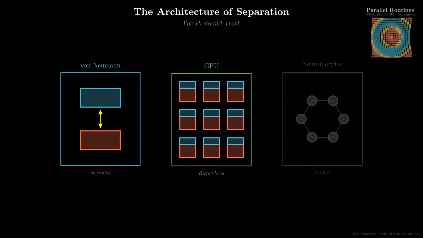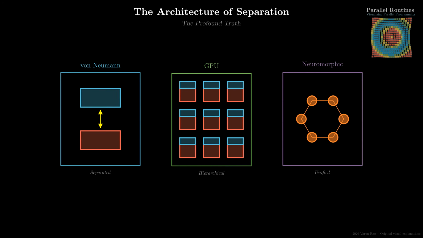GPUs embrace hierarchy. Thousands of lightweight cores operate in parallel. Registers and shared memory are positioned extremely close to computation. Global memory is accessed in bulk and amortized across many threads. The programmer manages complexity so the hardware can avoid the bottleneck.